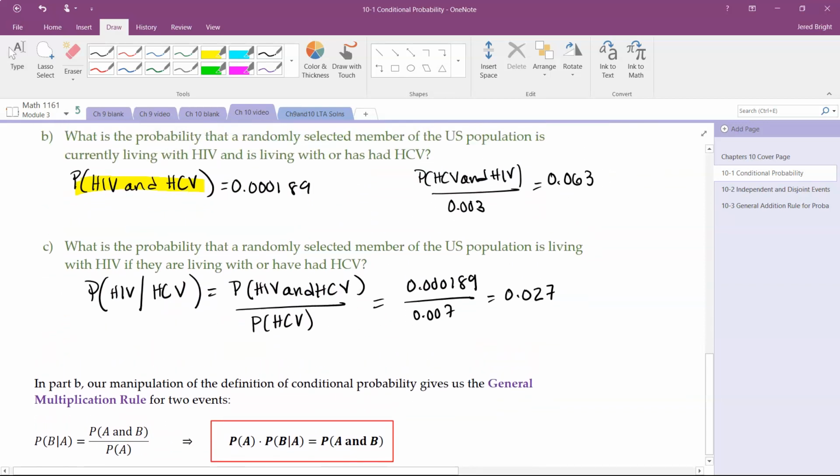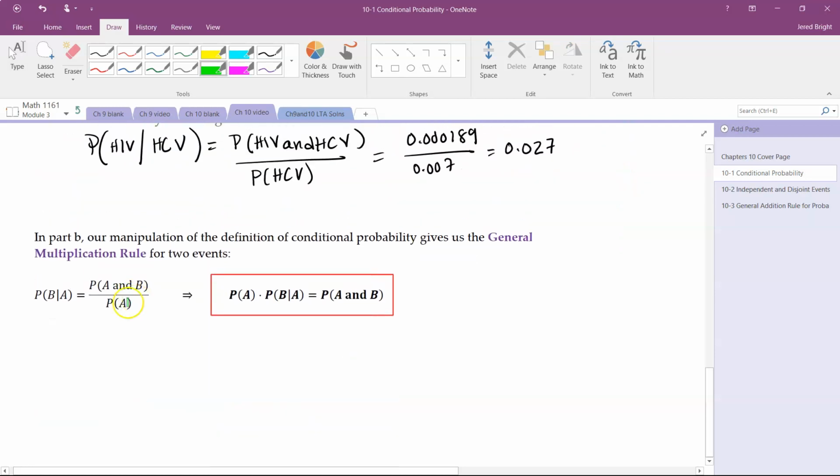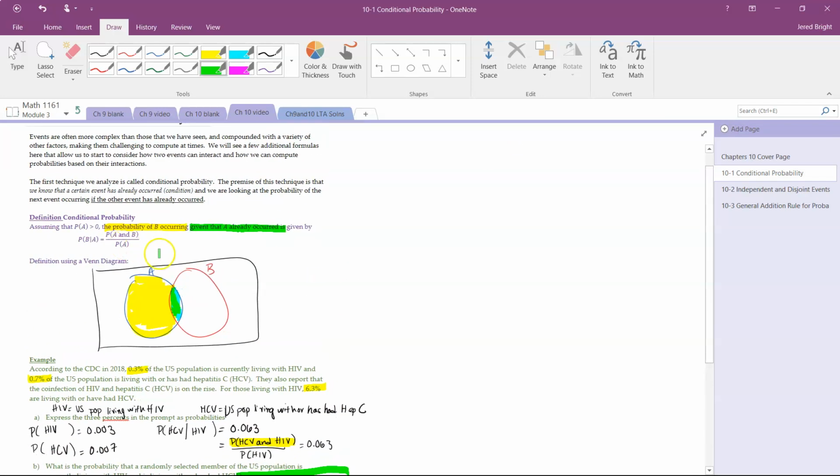Okay, and that manipulation that we ended up doing here in part B can actually be done in general, and that gives rise to what we call the general multiplication rule. All you have to do is take the P of A that's in the definition of conditional probability and multiply it to both sides. And that's okay as long as P of A is not 0, or bigger than 0, I should say. So there we go. That's a nice little rule, but the major idea is that idea of conditional probability, how we restrict our sample space to be just the piece of the space that we know has occurred.